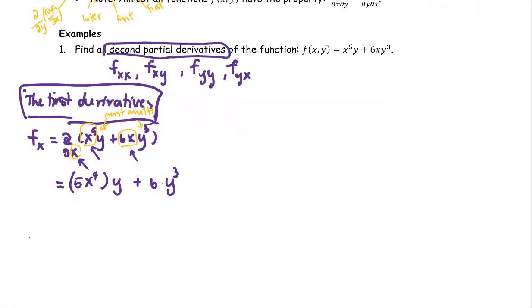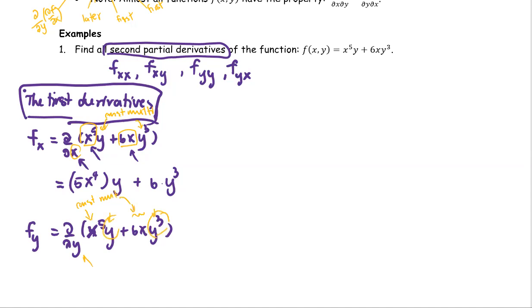And then for the next one is the partial with respect to y of x to the fifth times y plus 6x times y to the third. The y is the target. So you work on the derivative of the one involving y. So the x to the fifth is treated as the constant multiple.